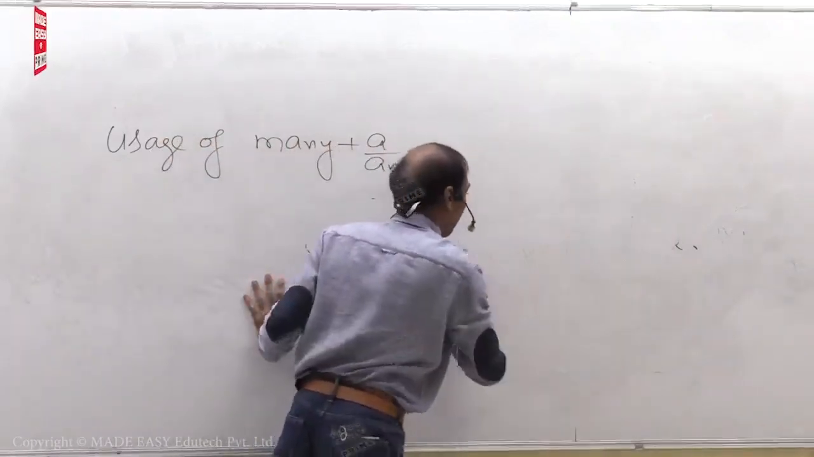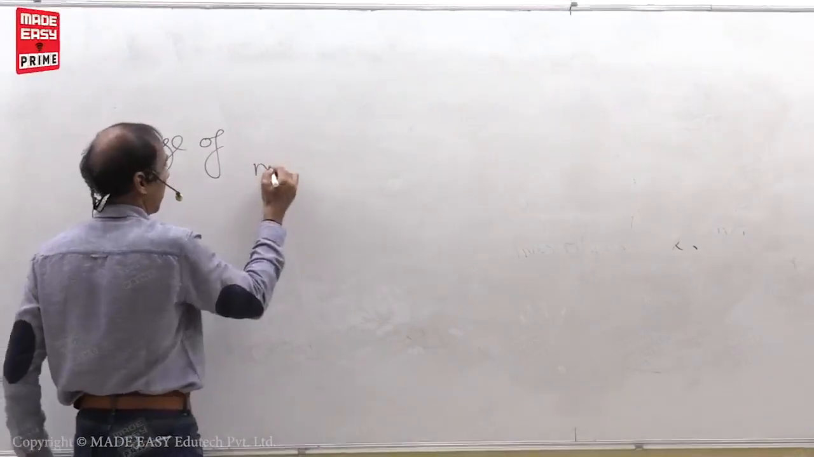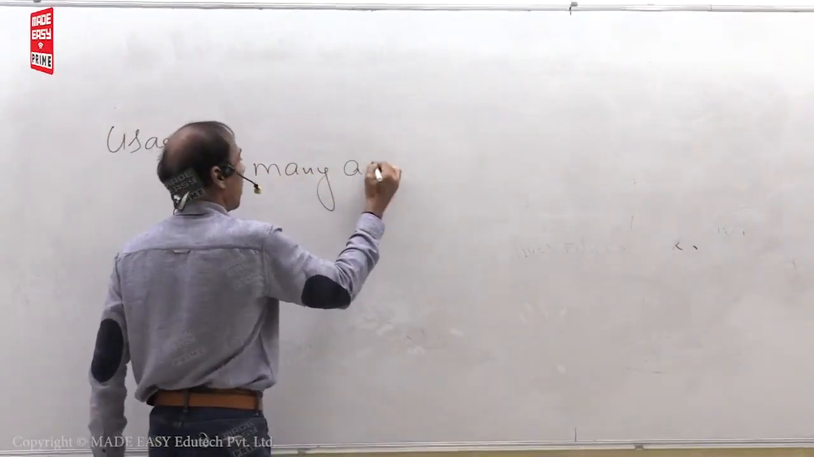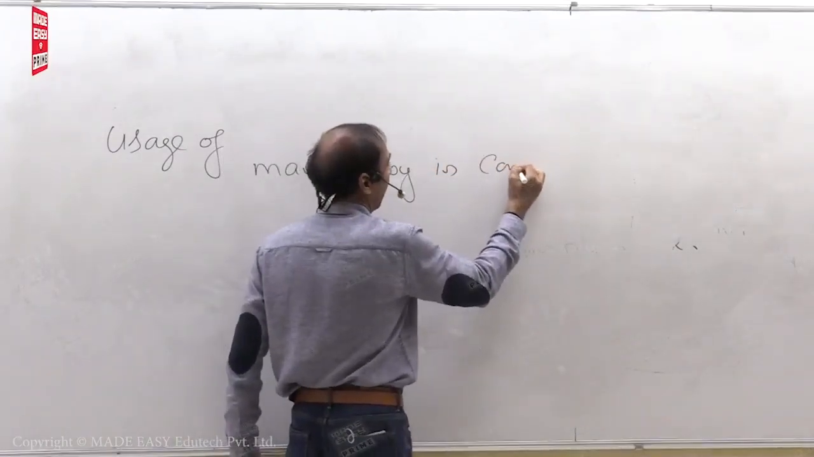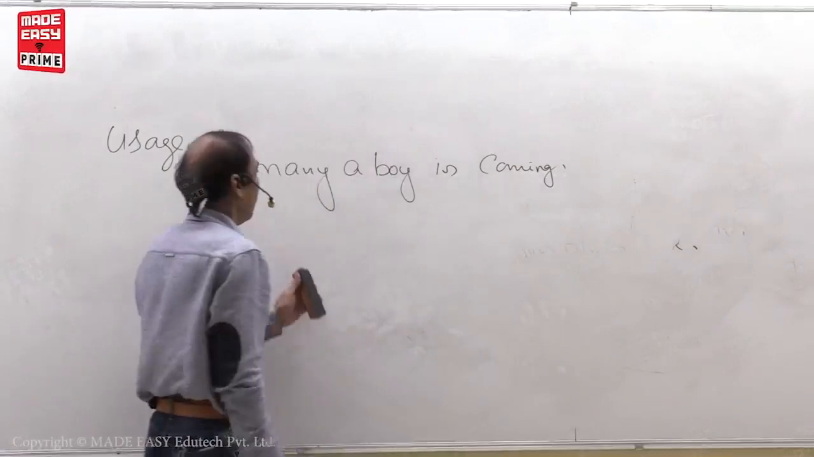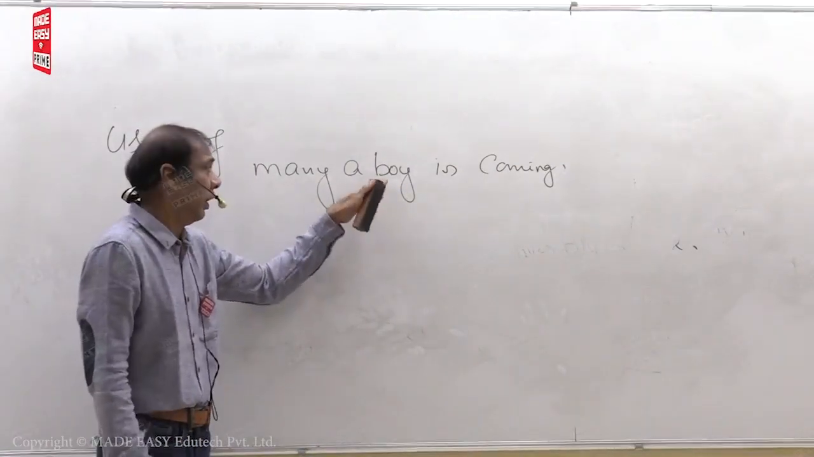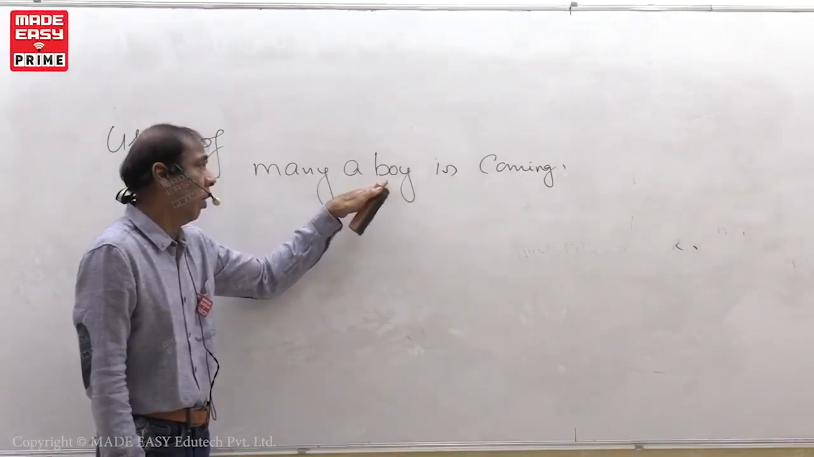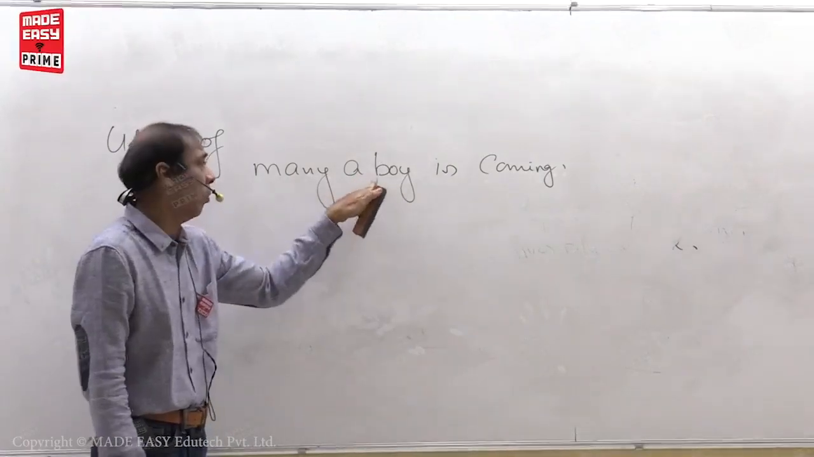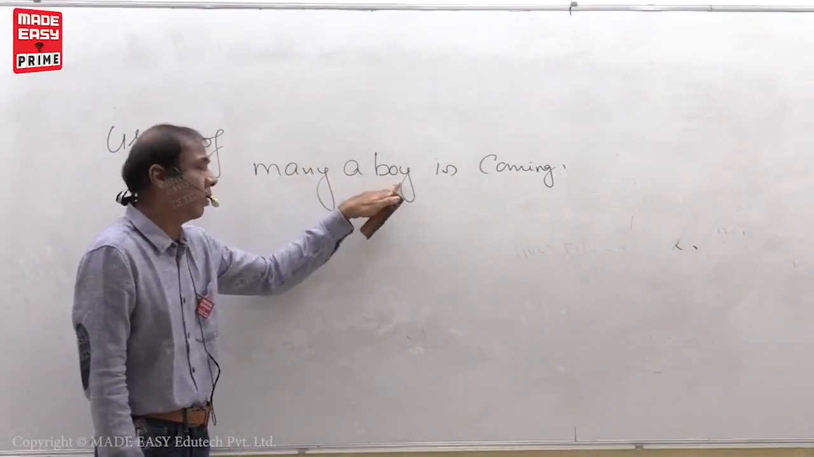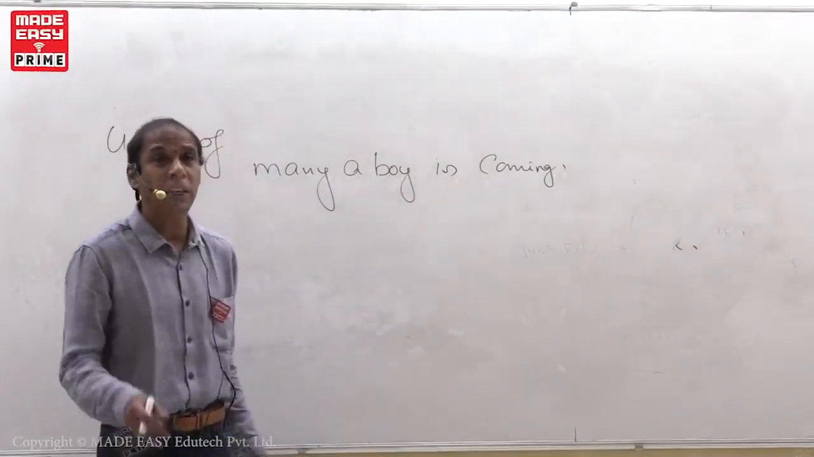See, many a boy is coming. Many plus a or n depends on the sound of the word. Boy is a word beginning with a consonant sound, so I have used a here. Many a boy. So a or n depends on the sound of the word. This formula takes a singular noun, the verb is also singular, but it gives plural sense.